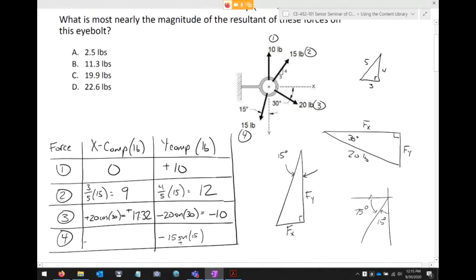I don't think it really matters. So minus 15 cosine 75, and then, I'm scooching those over so I've got room. When you plug and chug, you should get minus 3.88 and then negative 14.49.